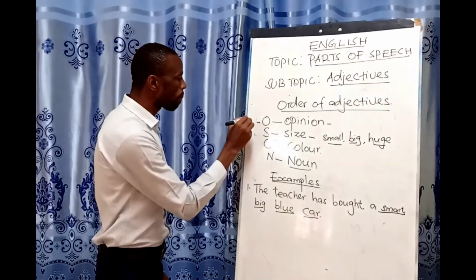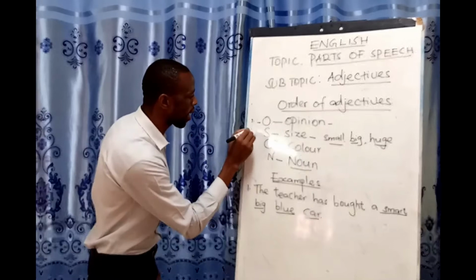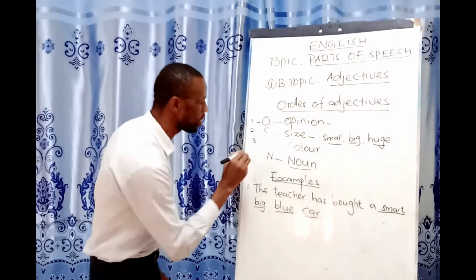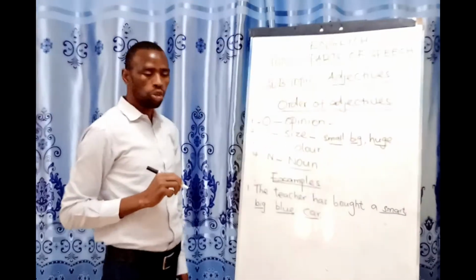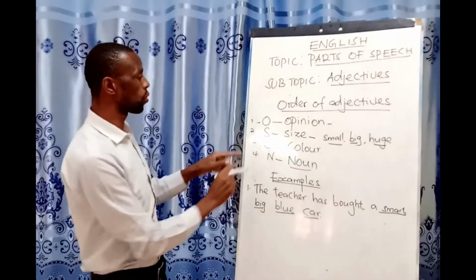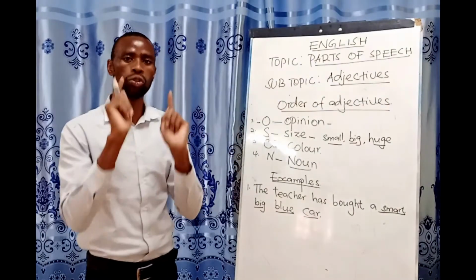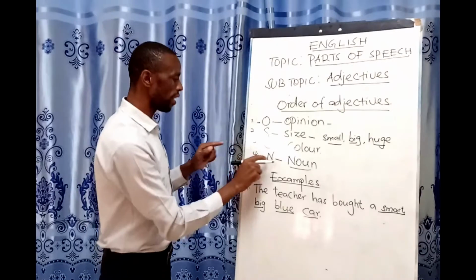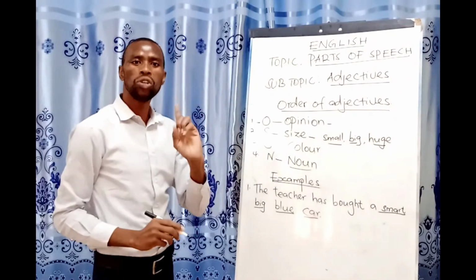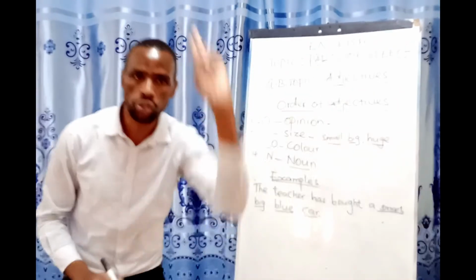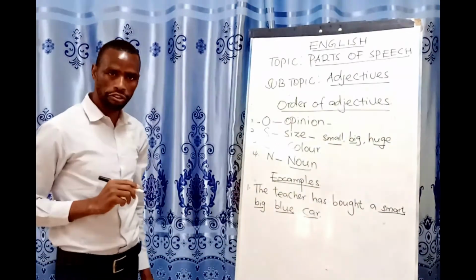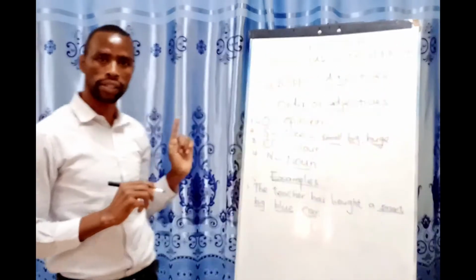So in this case, our opinion is number 1, our size is number 2, our color is number 3, and the noun itself is number 4. So when you are ordering adjectives, you look at our formula here, OSCON. You give O number 1, S number 2, CO number 3, noun number 4. Our order must follow each other. You start with number 1, you go to number 2, you go to number 3, you end with number 4. Let us see if that is agreeing with our statement.